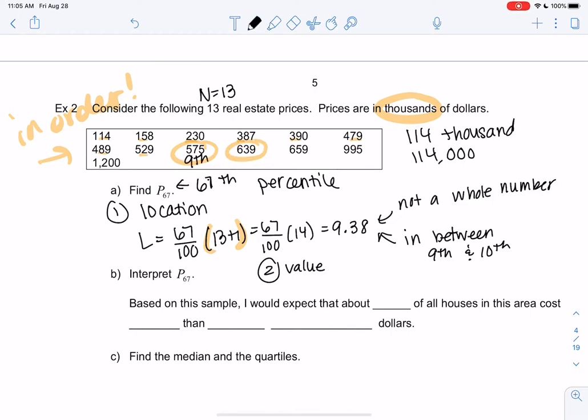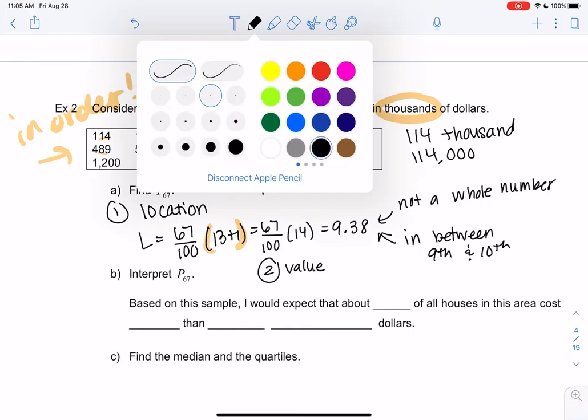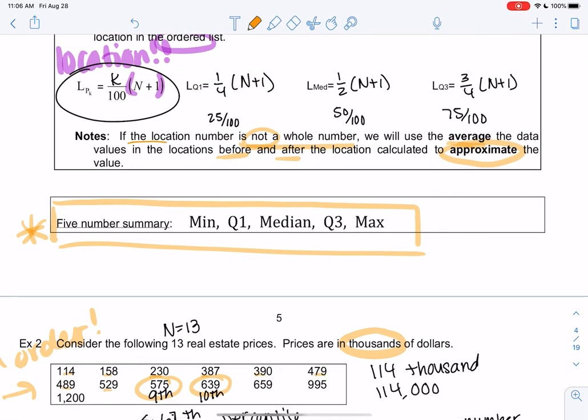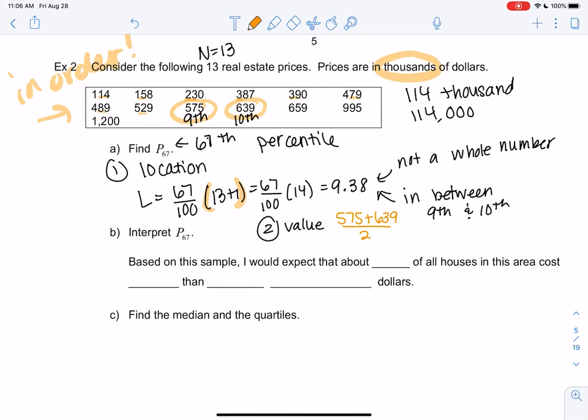So that's what I mean by location. It's the ninth one on the list and the 10th one on the list. So we're going to go ahead and average those out. So I'm going to do 575 plus 639 and divide by 2. That's what I meant when I said if the location is not a whole number, we will use the average of the data values in the location before and after. So 9 and 10 would be before and after 9.38. And now we're just approximating, and that's okay. We're dividing by 2 because there's two numbers. I get 1214 over 2, and I get 607. And that is my 67th percentile.